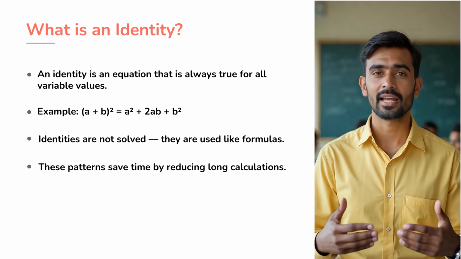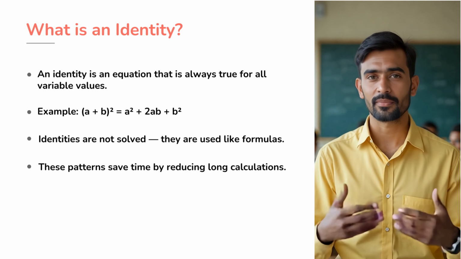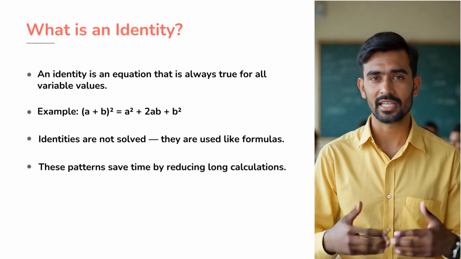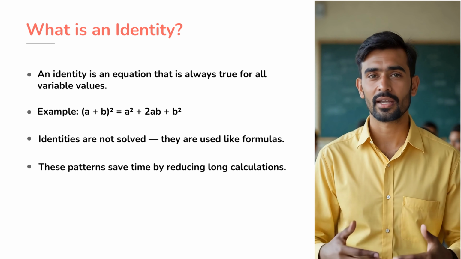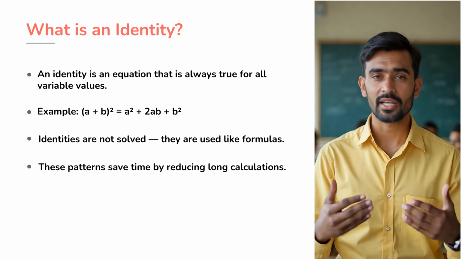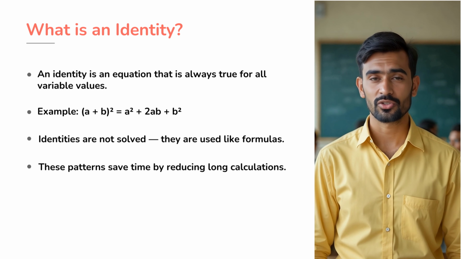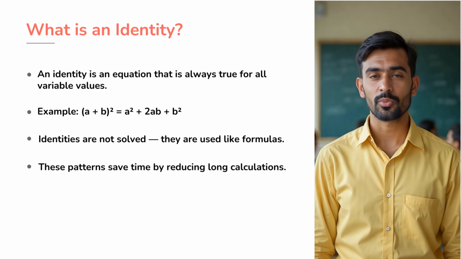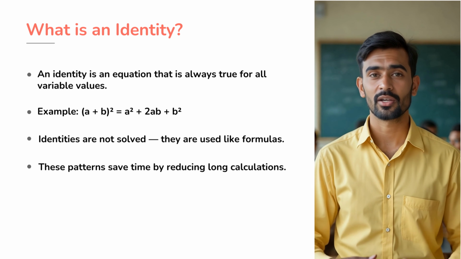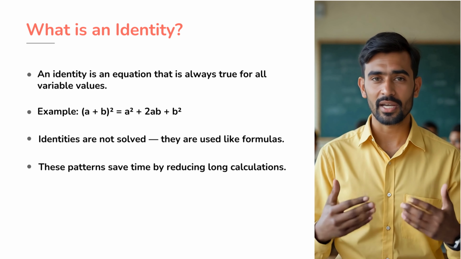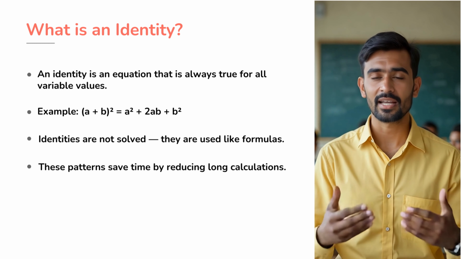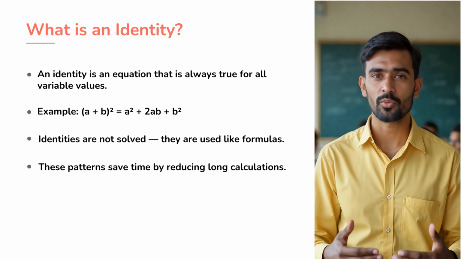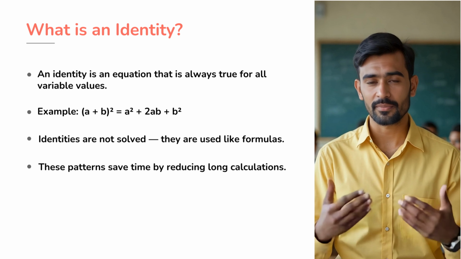So, what exactly is an identity? In algebra, an identity is an equation that's always true, no matter what values the variables take. For example, (a + b)² is equal to a² + 2ab + b². It works for all values of a and b, which makes it a reliable shortcut. Think of identities as universal formulas, always valid, always helpful.